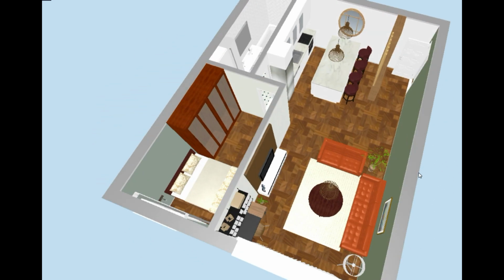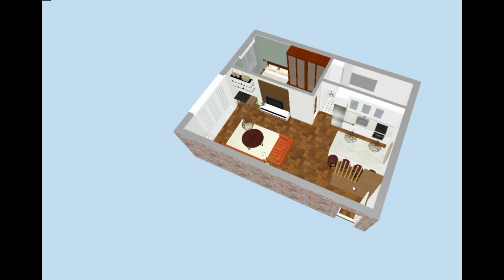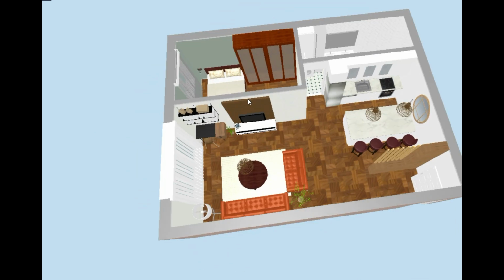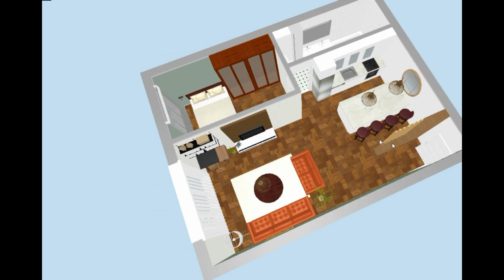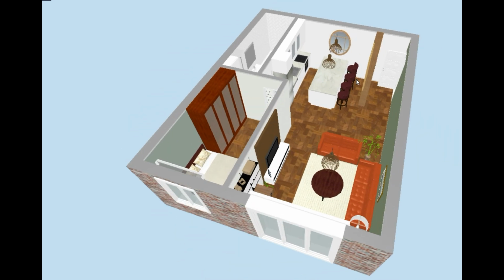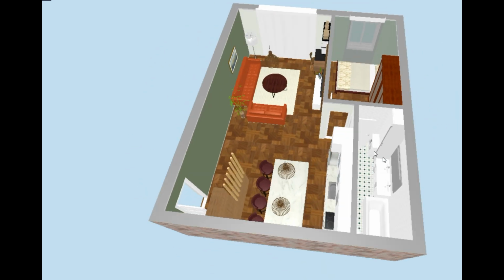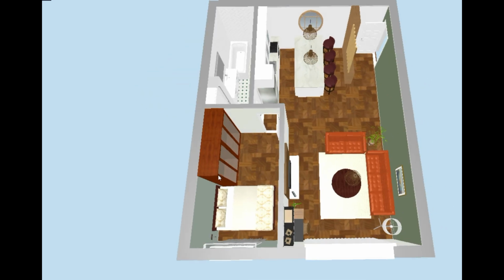Here we can see the whole axonometric 3D. Here we can enter the apartment. Here is a privacy wall. Here is the kitchen and the dining table. The dining table is at the back of the kitchen.